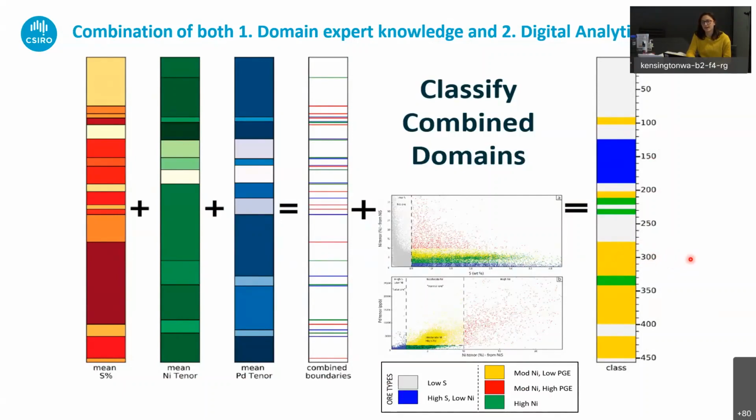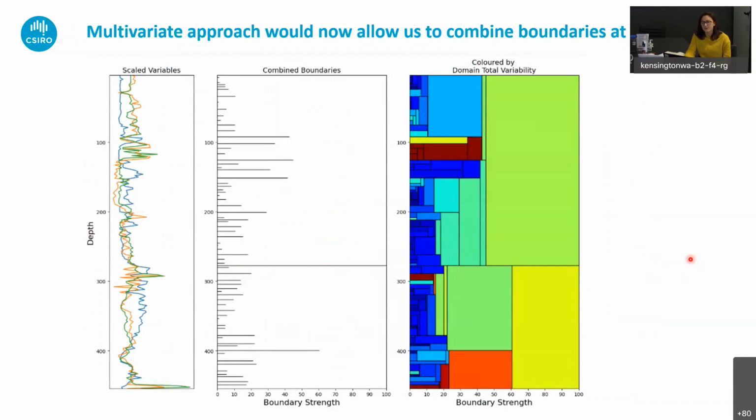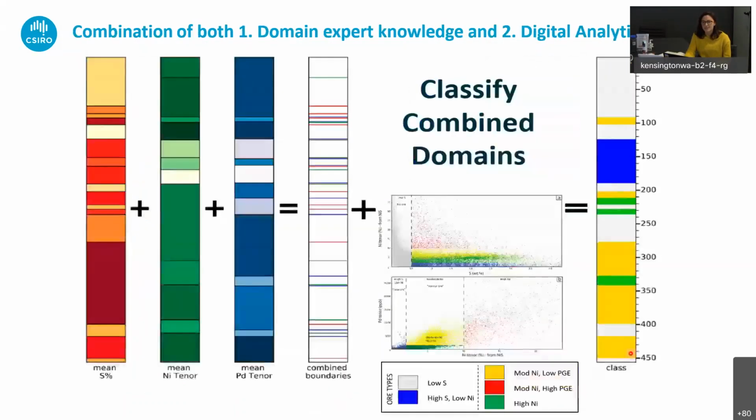Now that we have multivariate, we could get that result here, but you could get it at different scales. And you could decide on the scale after you've combined your 3 different variables, which is a lot more powerful. This is just a screenshot from putting the same data set through data mosaic, and this is what you would get. Those are 3 variables, sulfur, nickel tenor, and palladium tenor. Combine the boundaries, and then you get your multiscale automated domain downhole. And then you can pick the scale that you want to work at after having already combined your different variables. But we didn't have that at the time, so we did it the way I showed you.